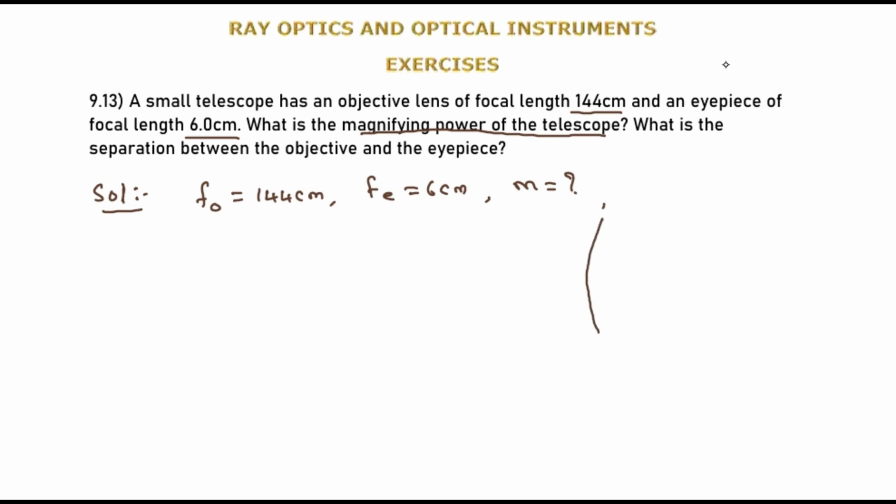For the telescope, the situation will be like this: the objective will be larger and the eyepiece will be smaller. So f naught is equal to 144 centimeter, fe is equal to 6 centimeter, and the object will be at infinity. The image will be formed at the focus. So it is objective, it is eyepiece, it is nothing but f naught. And so the final image is formed again at infinity according to the given data.